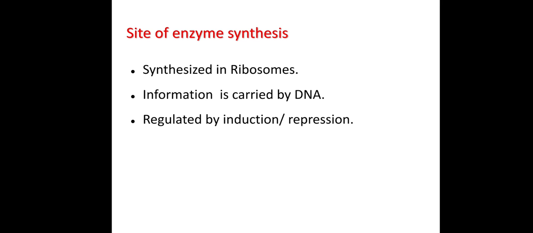And enzymes, where are they synthesized? We said that most of them are proteins. Proteins are synthesized by ribosomes, and the information needed for the synthesis of these proteins is present in DNA, which will then be transcribed by mRNA and translated in the cytoplasm using ribosomes and tRNA with the help of rRNA. And their activities can be regulated, induced, or repressed. That means they can be controlled.